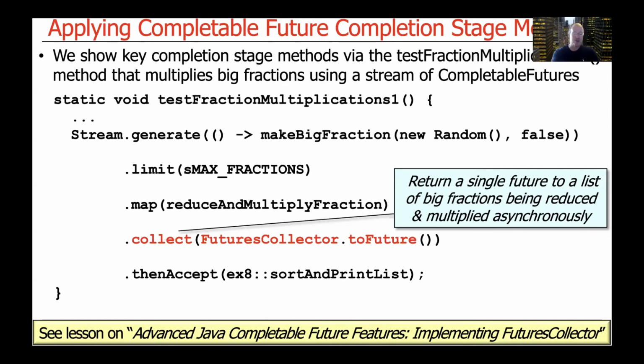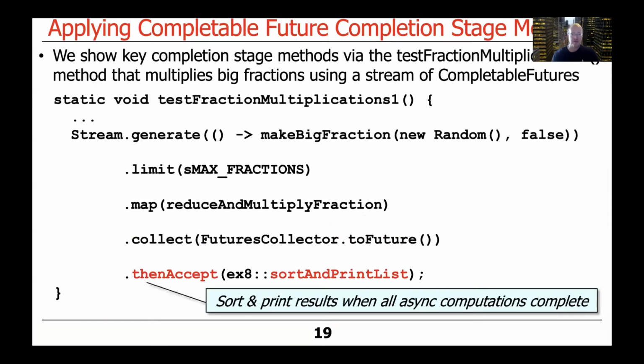And then what we're going to do, as you'll see shortly, is we're going to go ahead and accept that and then sort and print the list. So then accept is called as the final stage here, and it's going to be passing in a method reference to a method called sortAndPrintList, which, as the name implies, will sort and print the results when all of the asynchronous computations complete.